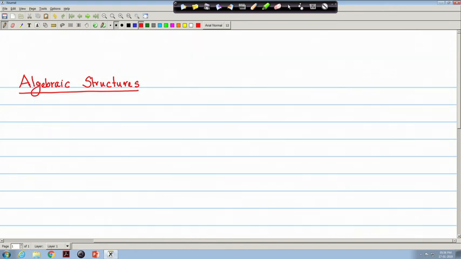So first we define what we mean by algebraic systems. Normally the examples of algebraic systems that we know are group, ring, field, and the simplest forms, semigroup, monoid, like that. So first we try to define algebraic systems.